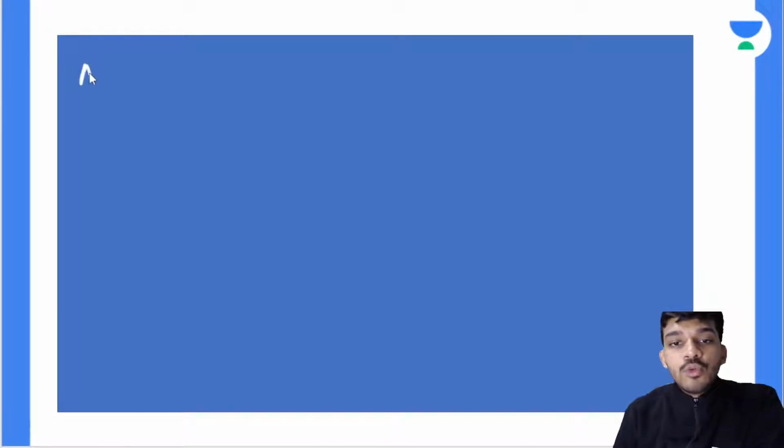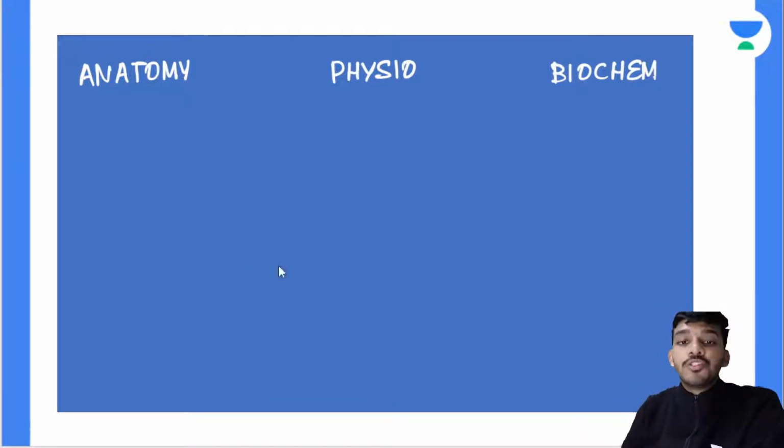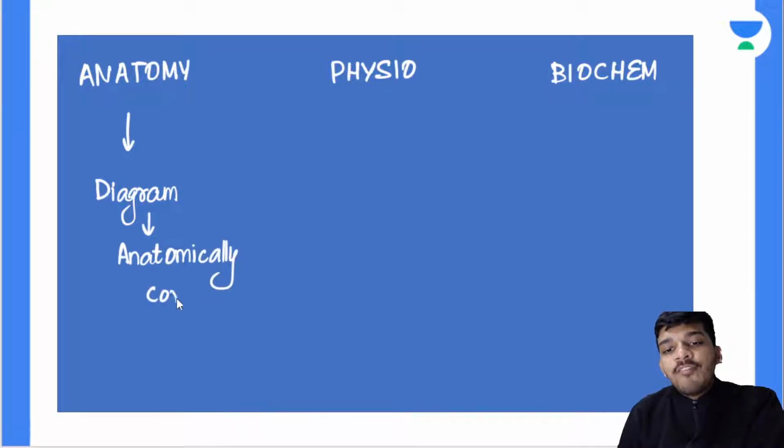But I'll give you some general advice, and I will separate it for anatomy, physiology, and biochemistry, because your percentage will not only be decided by your marks in anatomy, you'll also have to think about physiology and biochemistry. So in anatomy, wherever you can find a space, always draw a diagram, and that diagram, try to make it anatomically correct. Because schematic diagrams in anatomy, they show you that you have more knowledge than anything, right?